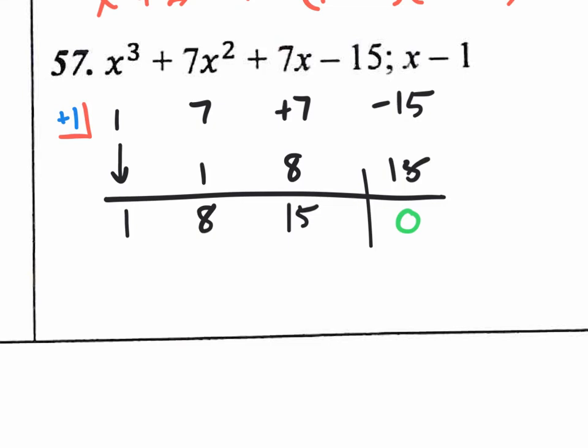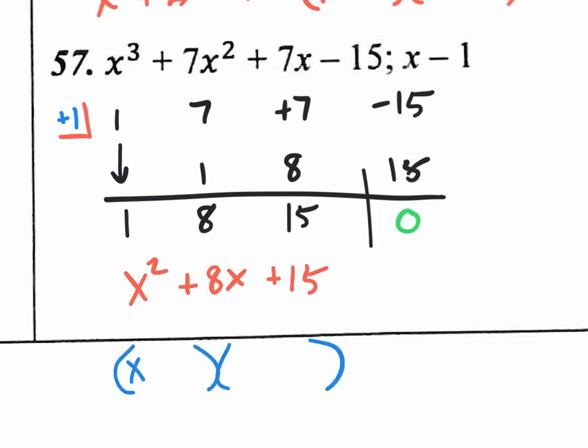That doesn't surprise me. And what we have here is our depressed polynomial. Okay, so our depressed polynomial is x squared plus 8x plus 15. And of course, they want all the factors. So let's see if we can continue factoring this. What times what is 15 that if I combine together is the middle value 8? Well, that would simply be +5 and +3.